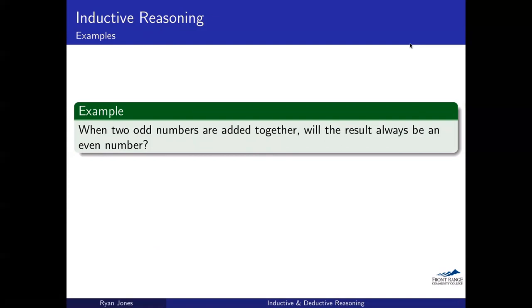Let's just take two odd numbers, 3 and 7. Let's add them together. We get 10, right? Let's take two more odd numbers, 31 and 1. I get 32.